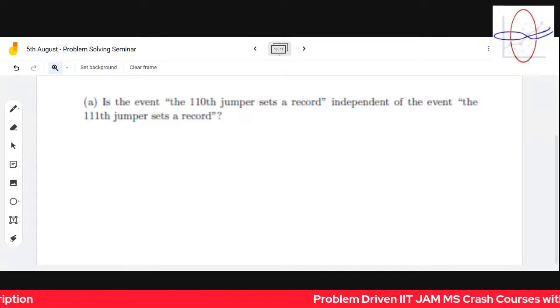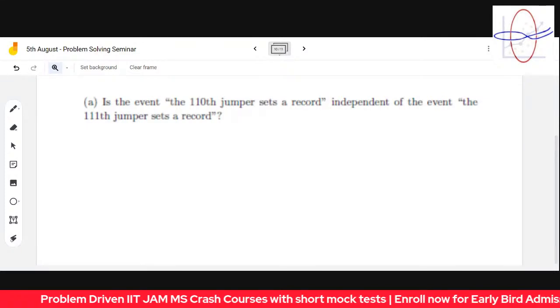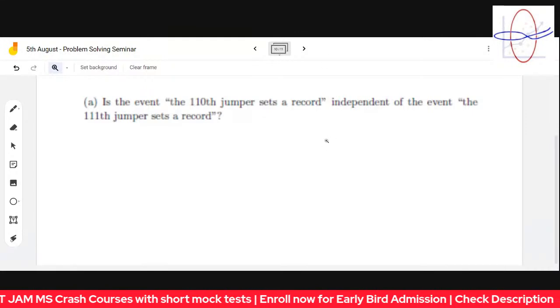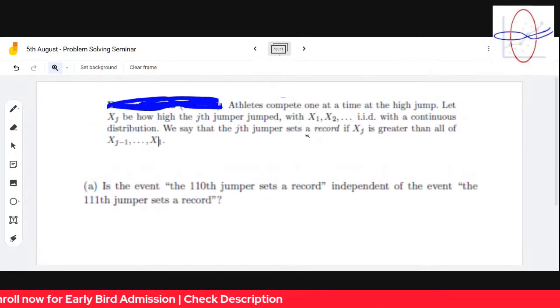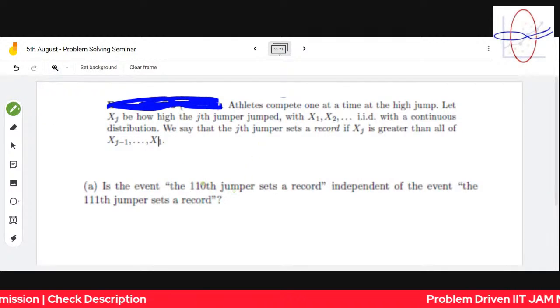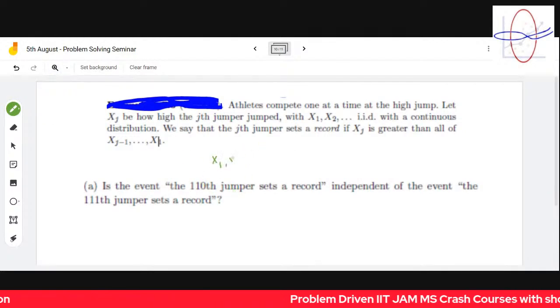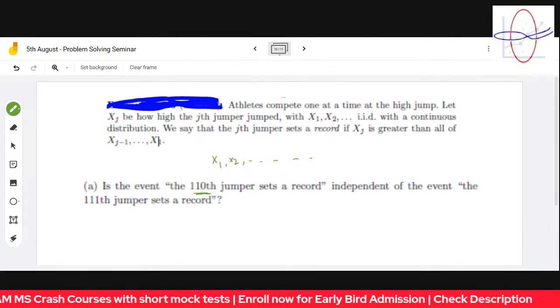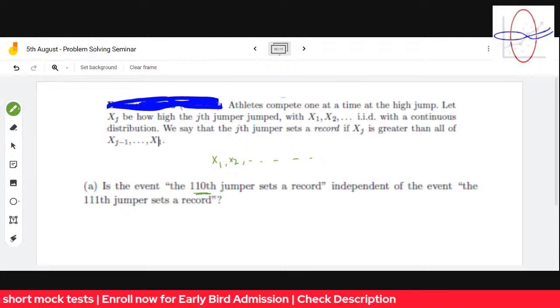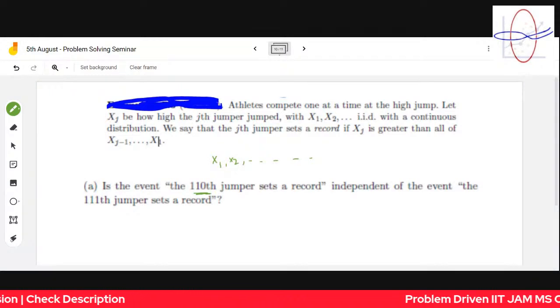So we have to see whether the jth jumper sets a record is different from any other kth jumper setting a record. That's the main question. What is the mathematical format of telling that the jth jumper sets a record? If x1, x2, up to xn are there, what is the mathematical meaning that this jumper sets a record? It's already given in the problem statement. It's very easy, guys.